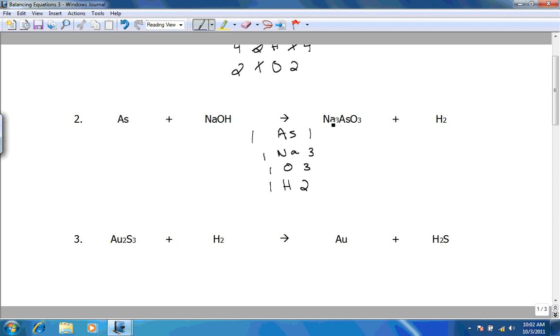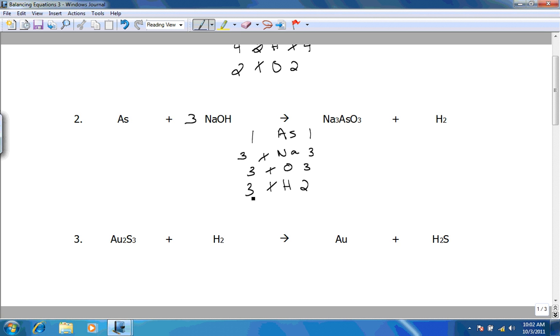Sodiums, however, we have 3 on the left and 1 on the right. So I'm going to multiply this by 3 on the left-hand side, the NaOH. That also changed our oxygens. We now have 3 oxygens, and we have 3 hydrogens. So our oxygens are balanced. Our hydrogens are not balanced, however.